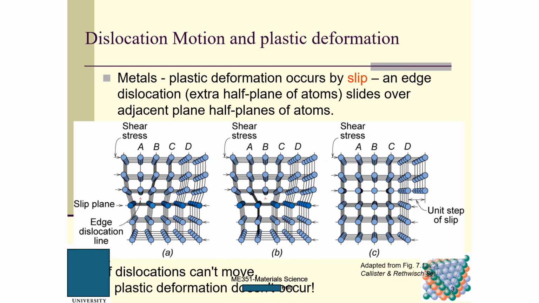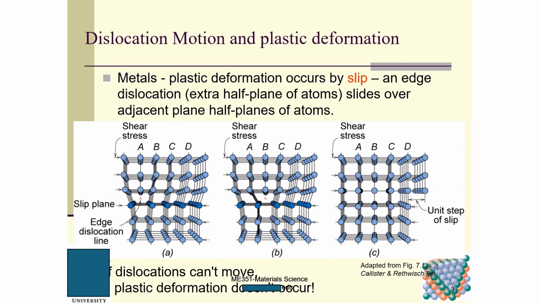So today we talk about dislocation motion and plastic deformation, and here we focus on metals. For metals, plastic deformation occurs by slip. Here is one word, slip. Slip means that an edge dislocation, this extra half plane of atoms, slides over the adjacent plane of atoms.